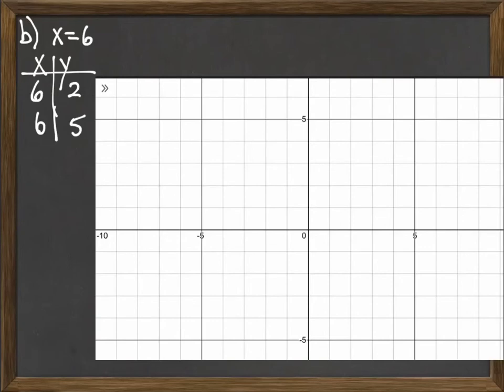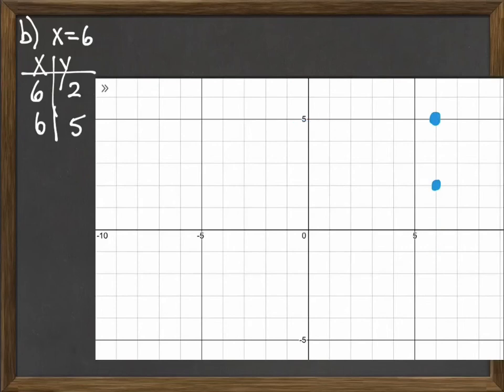And then we go ahead and start trying to graph by plotting those points. So the first point is 6, 2, so that would be over 6, up 2. And then our second point, 6, 5, over 6, and up 5. And you see that lands us at our second point.